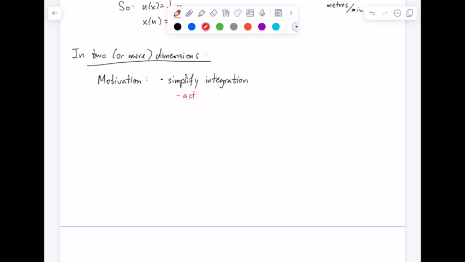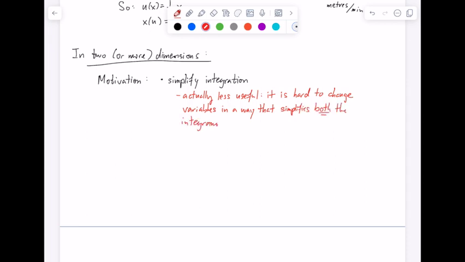And the reason why it's less useful is it's a lot harder to change variables in a way that is helpful in higher dimensions, partly because in one dimension, there's really only one way for your domain to change, right? It always maps a portion of the real line to another portion of the real line. That's what u of x does. So it's mapping an interval to another interval. There's nothing weird going on.